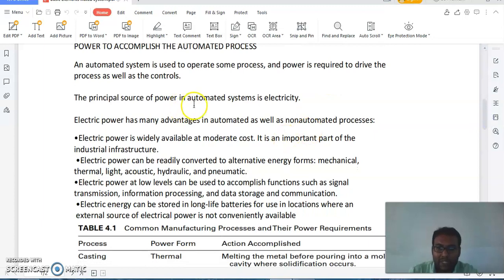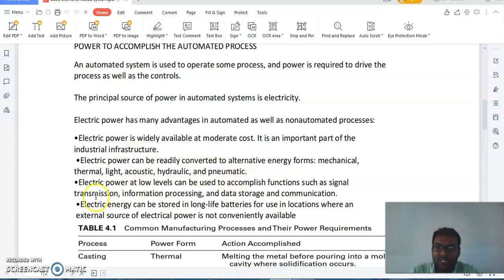The principal source of power in an automated system is electricity. Electric power has many advantages in automated as well as non-automated processes. It is widely available at moderate cost compared to other forms of energy. It is an important part of the industrial infrastructure. Electric power can be readily converted into alternative energy forms such as mechanical, thermal, and light. We can convert electrical energy into acoustic form, into hydraulic, and also easily into pneumatic forms of energy.